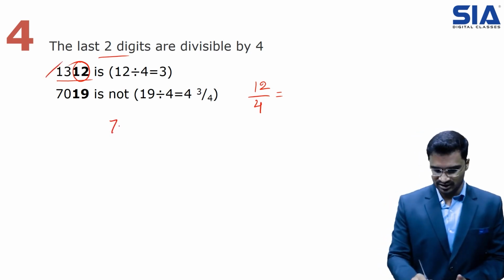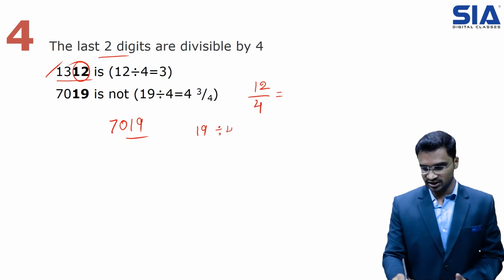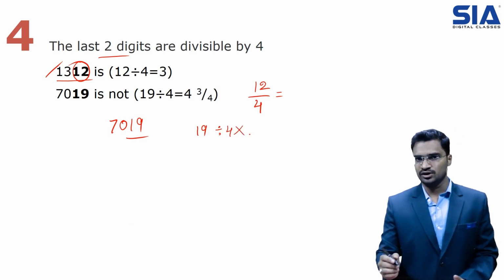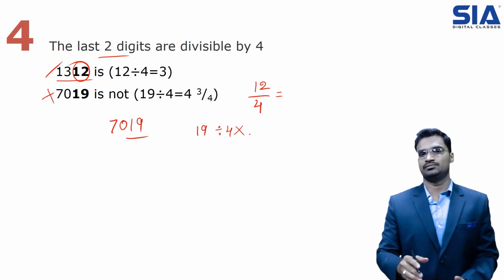In the same way, 7019. The last 2 digits are 19, but 19 is not divisible by 4. As 19 is not divisible by 4, that particular number 7019 is not divisible by 4.